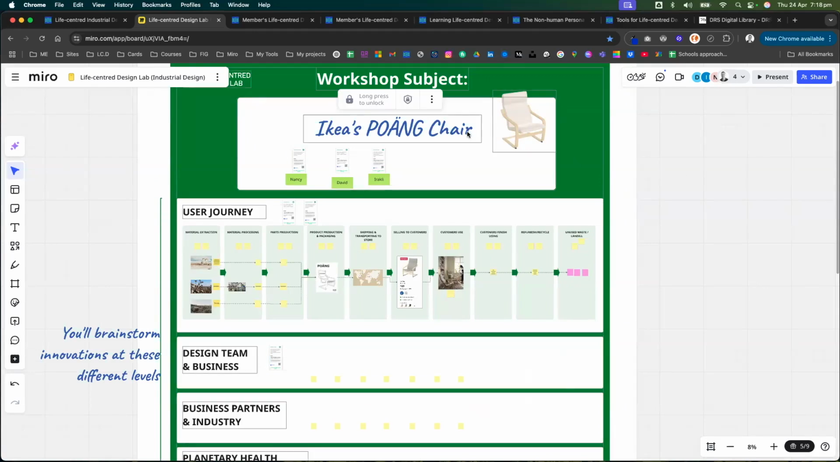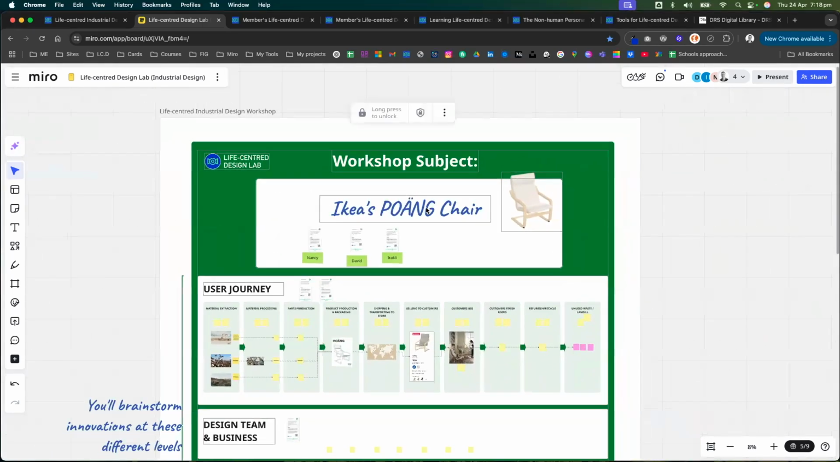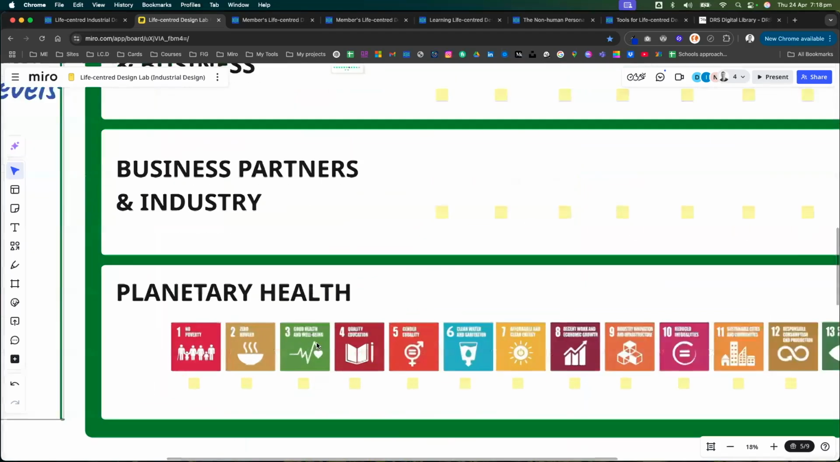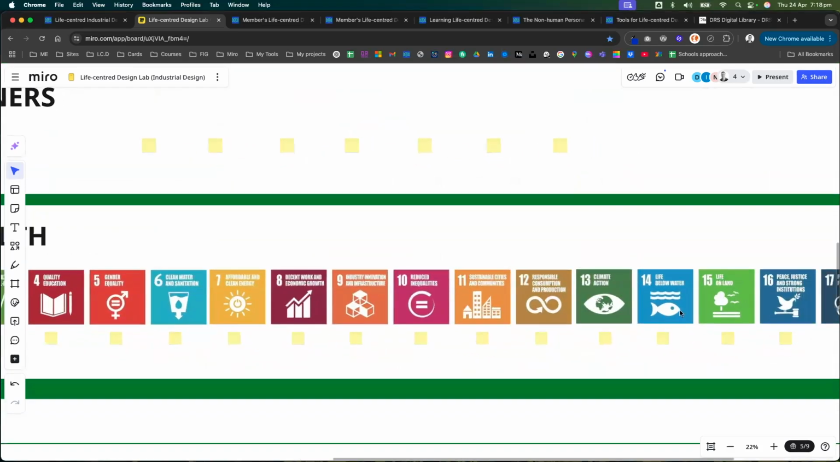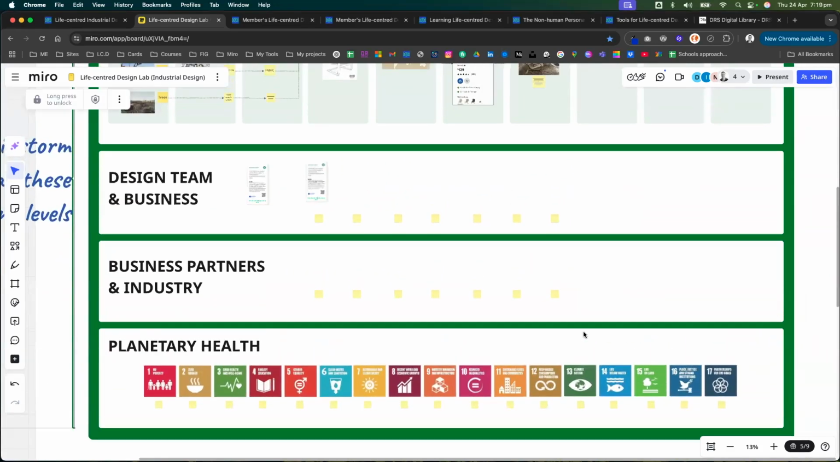Well, if we think about the subject, which is the chair, we're designing this chair. This is the design subject. So it uses wood and materials. So perhaps it's related to sustainable, responsible consumption and production. Perhaps life on land as well, because it's using wood. We'll have to think about that also. Probably business partners and industry sourcing. So have a look at some of those. Geographical, probably.